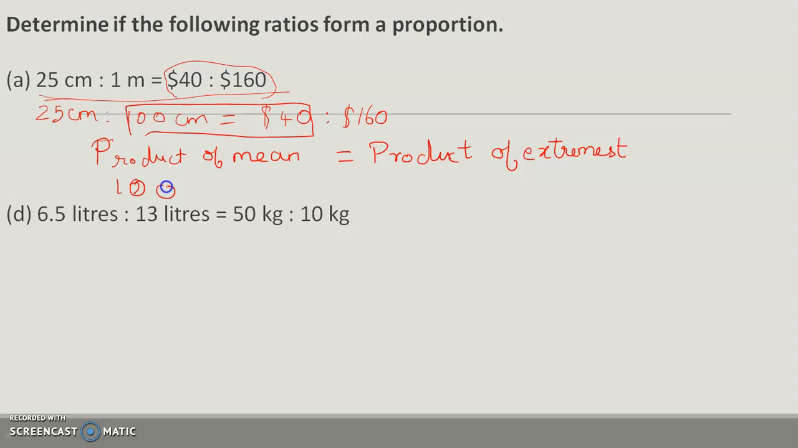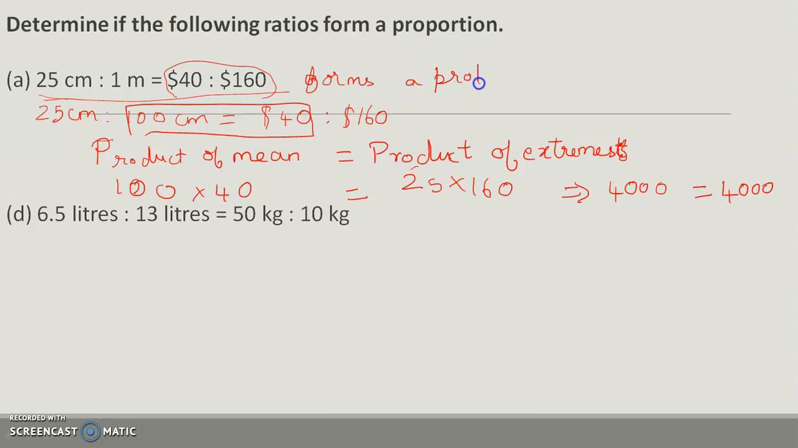What is the product of means? The mean numbers are 100 into 40. What about extremes? Product of extremes is 25 into 160. Now come on, multiply and give me the answer. For this you will have, in the next line, you have to write 4000. What about this 25 into 160? Have you multiplied? Yes, again it is also 4000. As both are equal, I can say the given question forms a proportion. You have to write the conclusion in the last line: forms a proportion. Is it clear?